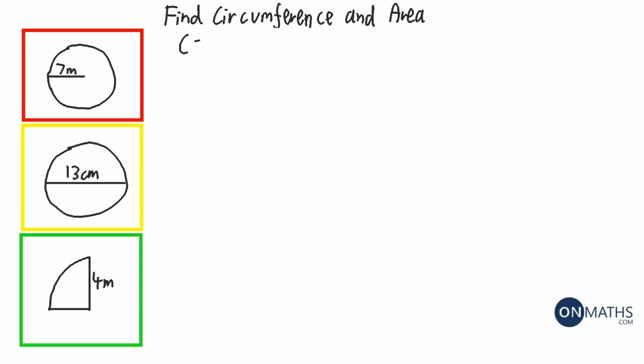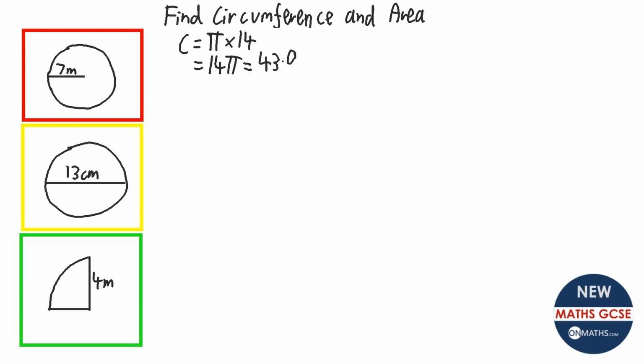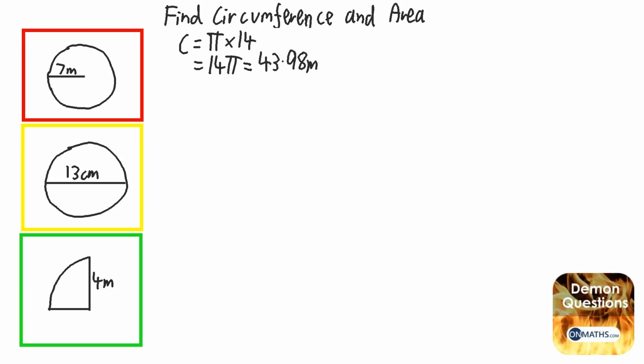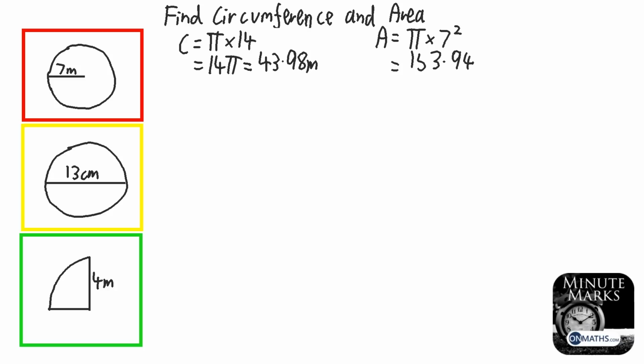Okay, so for the first one, the circumference would be pi times the diameter, which is 7 times 2, so 14. So that would be 14 pi, and let's get my calculator out. So 14 times pi would be 43.98 meters. Okay, because it's distance, just meters. Area would be pi times r squared, so 7 squared. And I'm just going to give these as actual answers rather than in terms of pi from now on. So 153.94 meters squared.